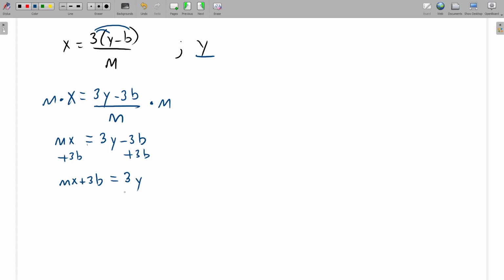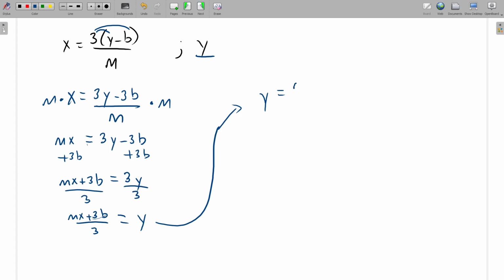Now to get y by itself, we divide by the number in front of it, 3. So we have y is equal to this mx plus 3b over 3. Now we're going to go a step farther and simplify this completely. We're going to simplify it completely by taking both pieces of the top, the mx and the 3b, and write them individually as fractions, meaning y is equal to mx over 3 plus 3b over 3.